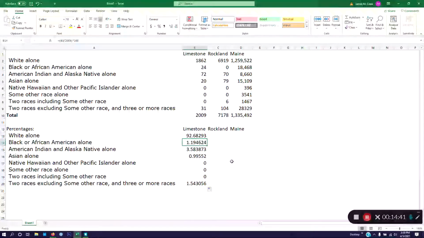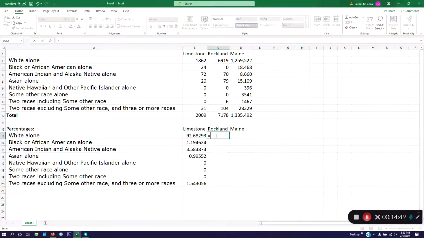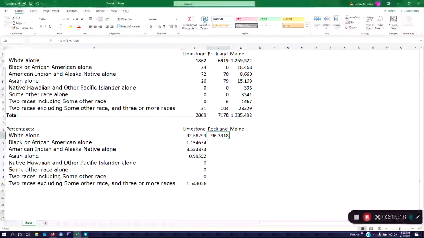So let's do the same for Rockland. To understand the percent that are white alone identifying in Rockland, we would take cell C2, notice how it's highlighted, and we would divide that now, I'm going to put that in parentheses right away, not by 2009, but by the population of Rockland, 7,178. And then we'll multiply that by 100 to get a percentage. So in Rockland, 96.4% identify as white. So Limestone is marginally less white than Rockland is.